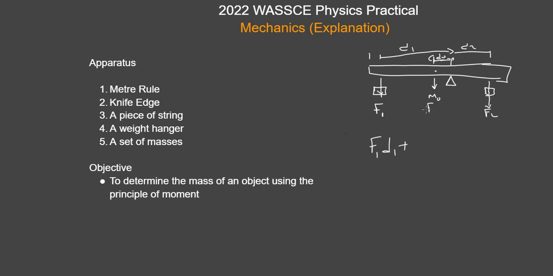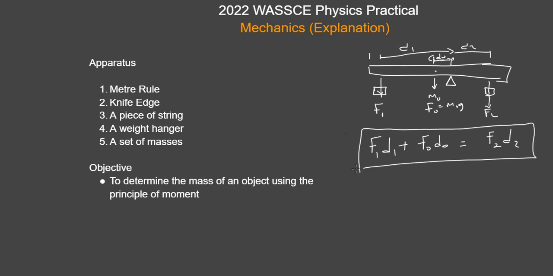this is M naught, so we can say this is F naught, right? So F naught, note that F naught is M naught times g, which is acceleration due to gravity. So F naught times the distance between that center of mass and the pivot point, which is D naught. This must be equal to F2 times D2.